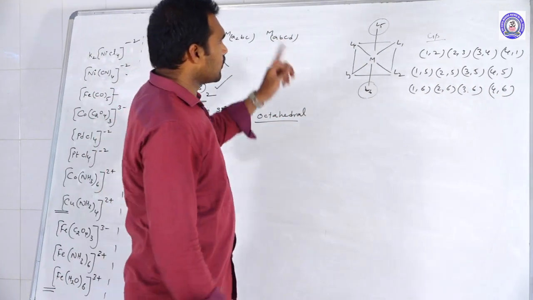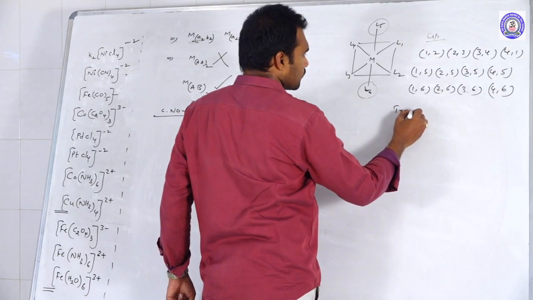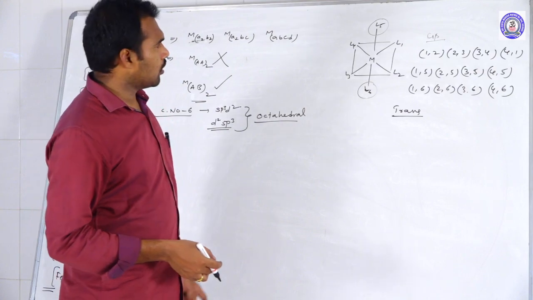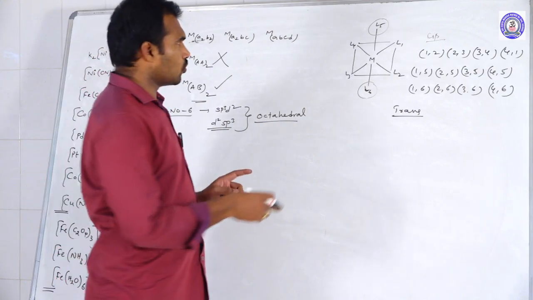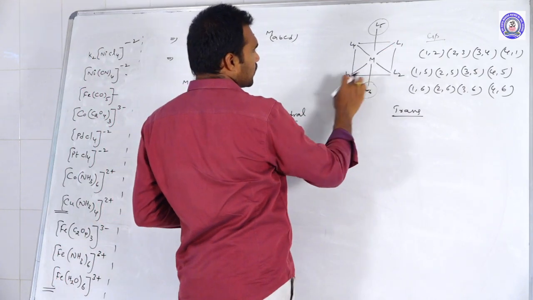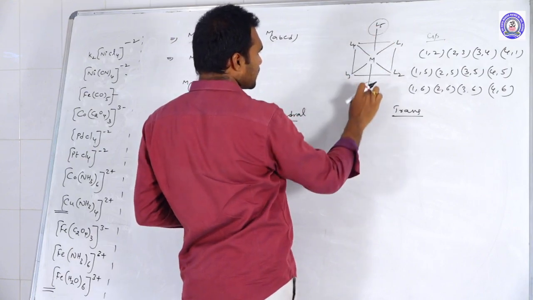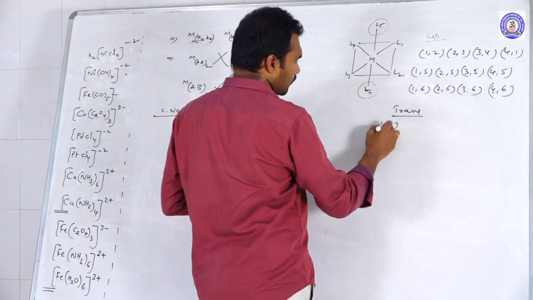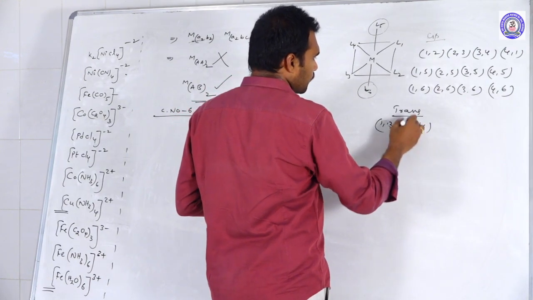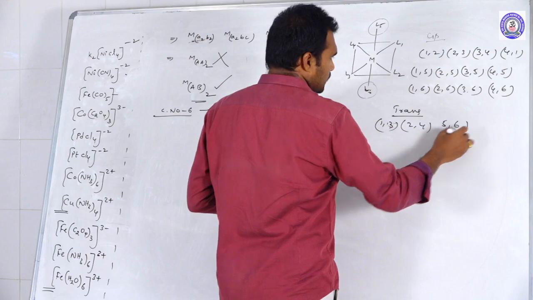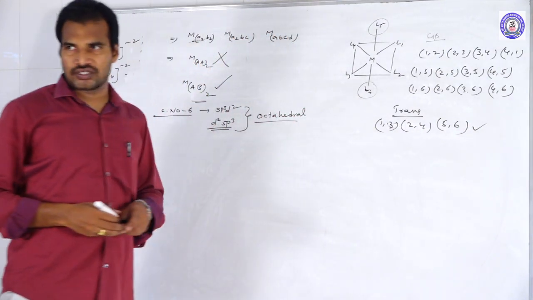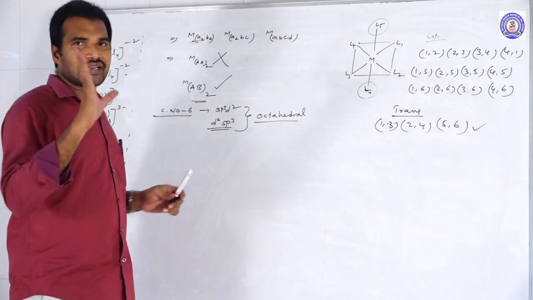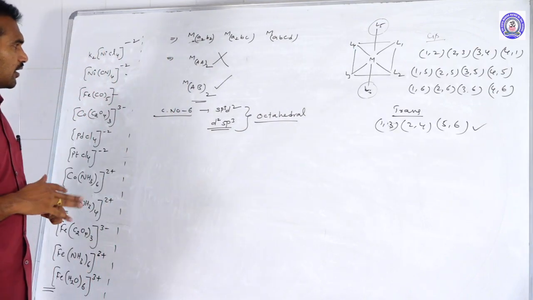Now coming to the trans locations. For trans locations, you take any two opposite positions. So 1 and 3 are opposite, 2 and 4 are opposite, 5 and 6 are opposite. So 1-3, 2-4 and 5-6. Total 3 trans locations are there. Total 12 cis locations and 3 trans locations are there for octahedral complexes.